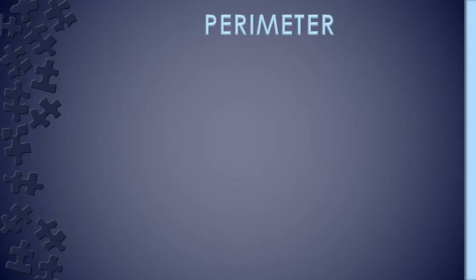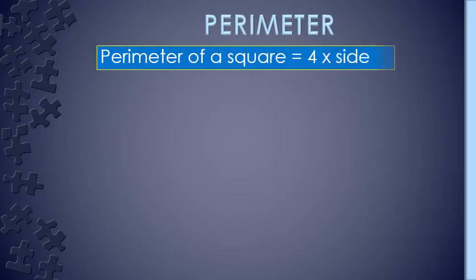Children, now let us learn how to find out the perimeter of a square. So children, the perimeter of a square is equal to 4 multiplied by side. And side means the side of the square. And we know that all the sides of a square are equal. So, on the basis of this formula, we can also find out the side of a square.